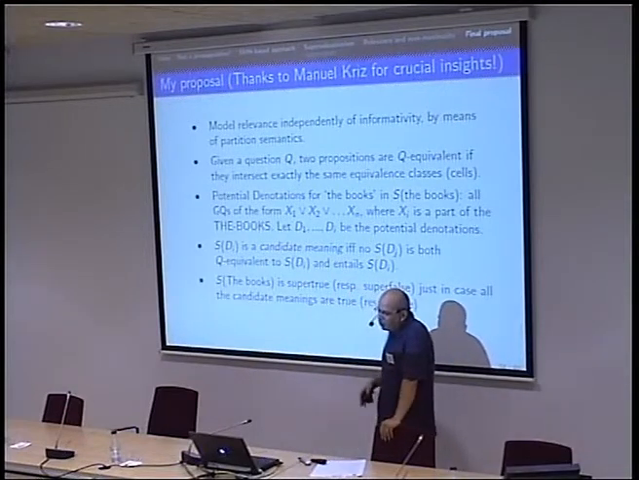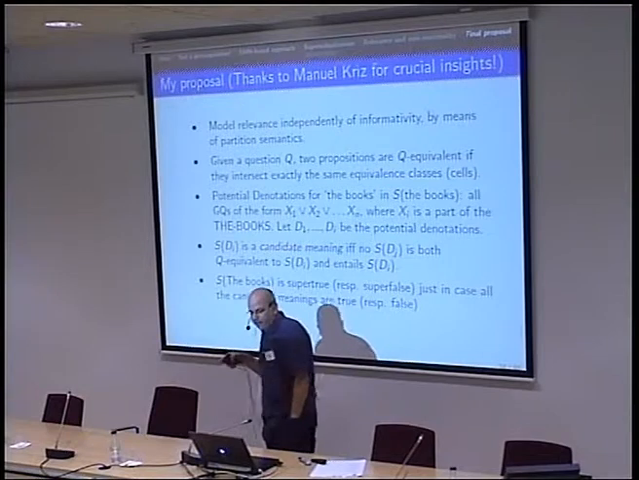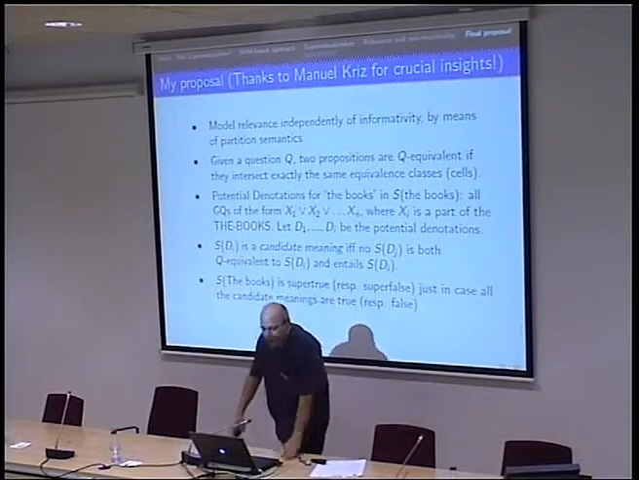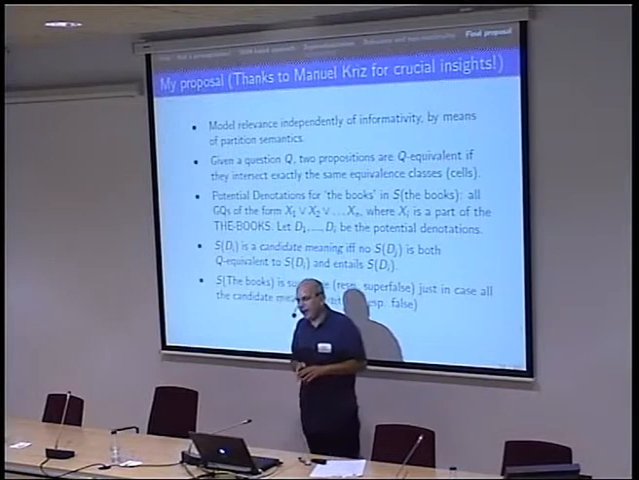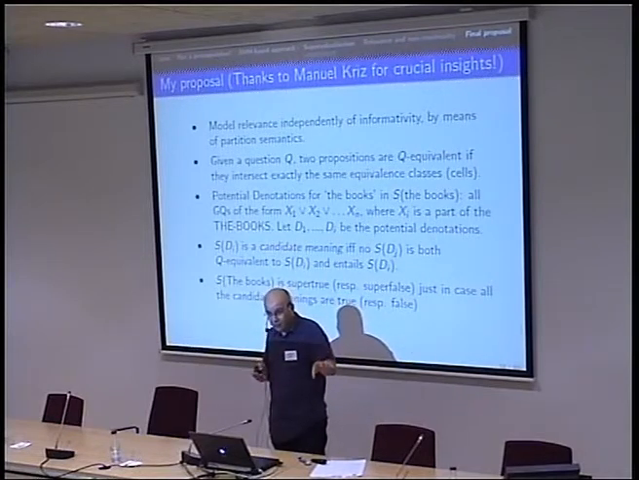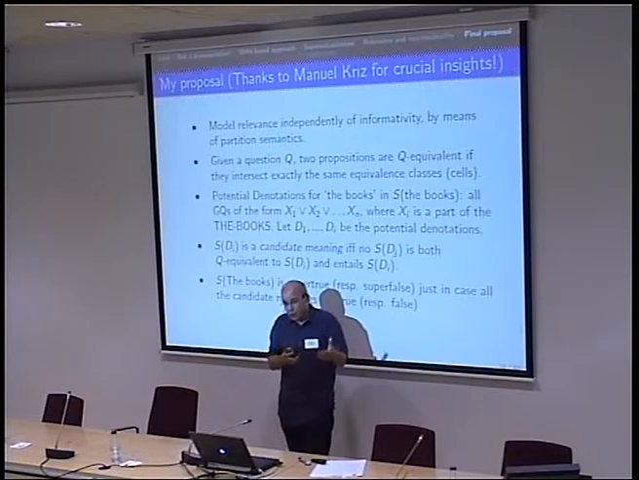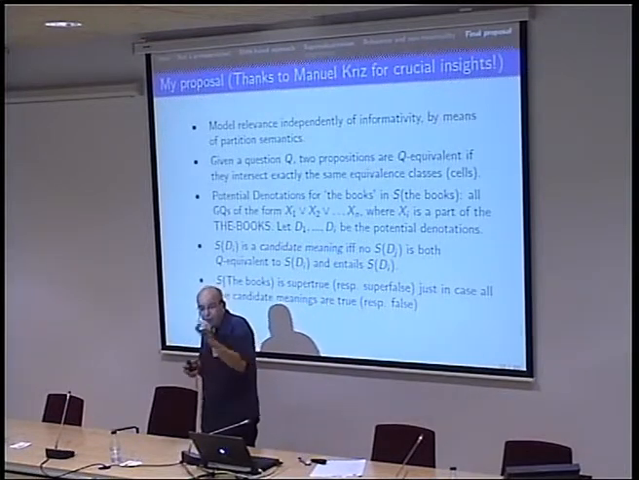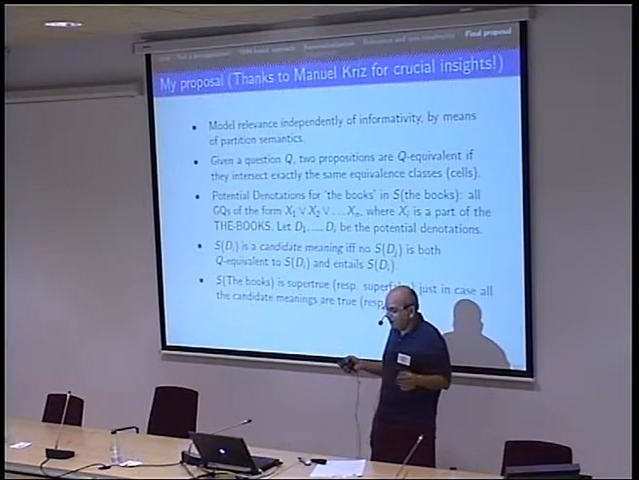Now, the potential denotations for the box in S of the box will be basically all the generalized quantifiers of the form x1 or x2 and so on, where all the xi are parts of the sum of all of the books. So that's similar to what Malamud does. So you get potential denotations. And then, using one of these potential denotations gives rise to what I call here a candidate meaning. If you can find another candidate meaning that is equivalent to that one, given Q, that is, equivalent from the point of view of what you're interested in, and that is more informative, that's similar to what she did, right? So if it's more informative but equivalent from the point of view of the question, you don't want to use that, right? It's too informative. So now you have a set of candidate meanings, and S of the box is supertrue just in case all the candidate meanings are true.